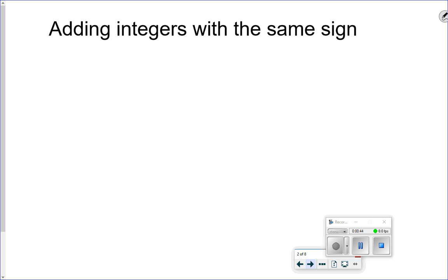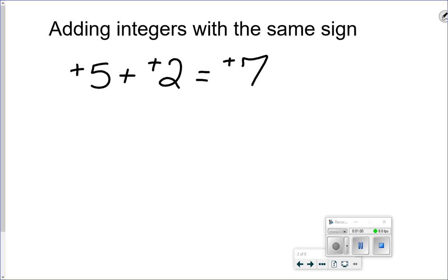Okay, so we're going to start with adding. Specifically, adding integers that have the same sign, meaning they're both positive or they're both negative. Both positive you've been doing since probably first grade. A +5 plus a +2 is a +7. And of course, you don't need the positive signs. I'm just using them in this example.